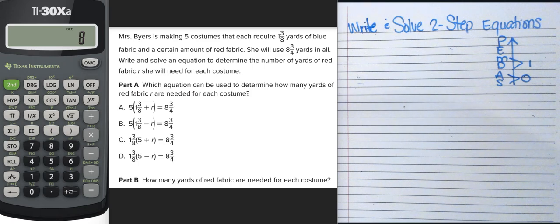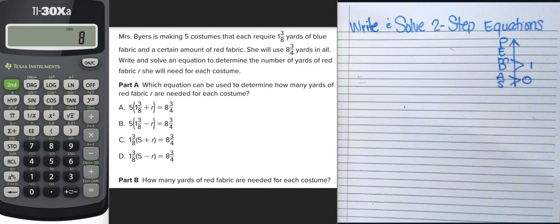All right, so we have another example where we are going to write and solve a two-step equation. So we have Miss Byers, and she is making 5 costumes that each require 1 3/8 yards of blue fabric and a certain amount of red fabric. She will use 8 3/4 yards in all.